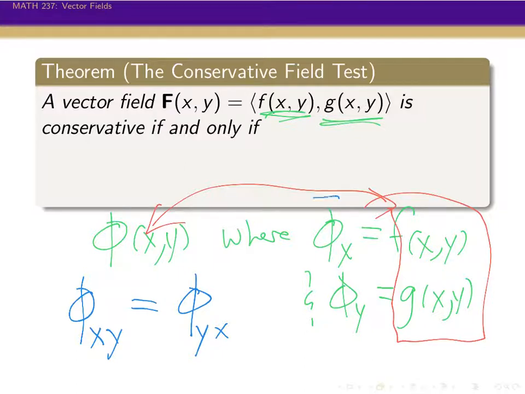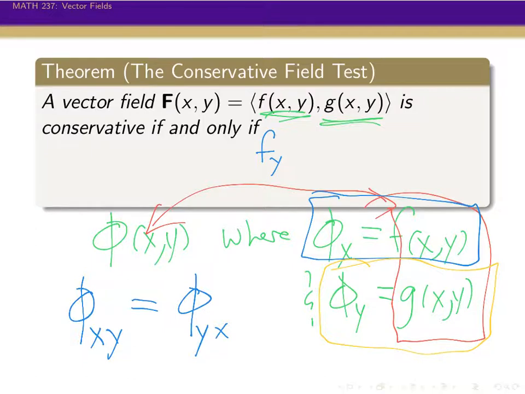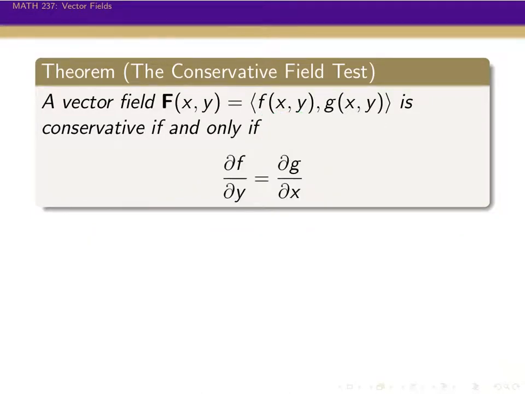So if I take my x component function, in this case f of x y, that's supposed to be the partial derivative in terms of x. If I then take its partial in terms of y, so f sub y, well then that should match what happens when I take my y component function, take the partial in terms of y, and then take the partial of that in terms of x. Okay, and so that is the test.